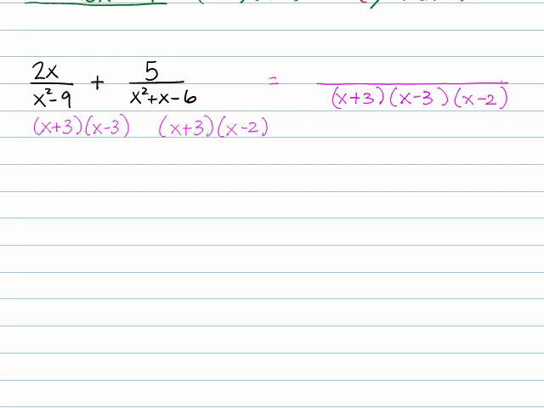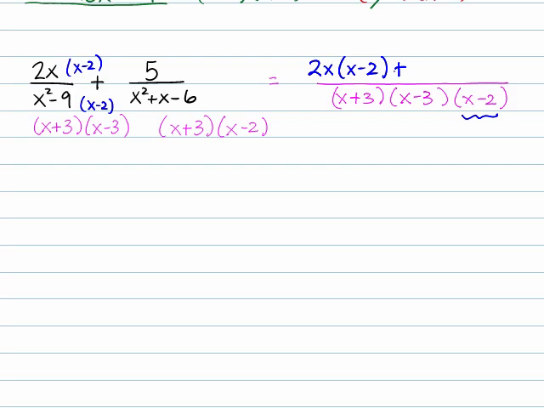What factor is missing from the first fraction to become the fraction with the least common denominator? The first denominator has x + 3 and x - 3. What is missing is x - 2. So I'm going to multiply the denominator and the numerator of this fraction by x - 2. The first numerator is 2x times (x - 2), plus what's missing from the second fraction to become the fraction with the least common denominator.